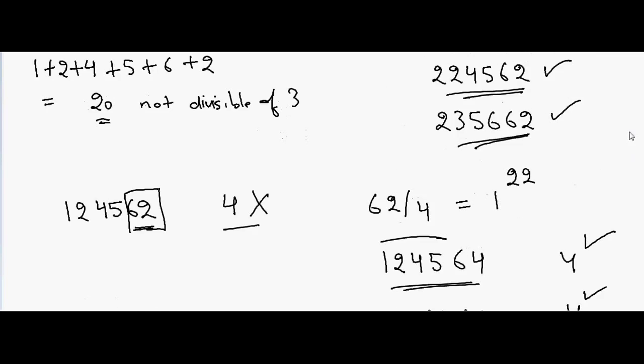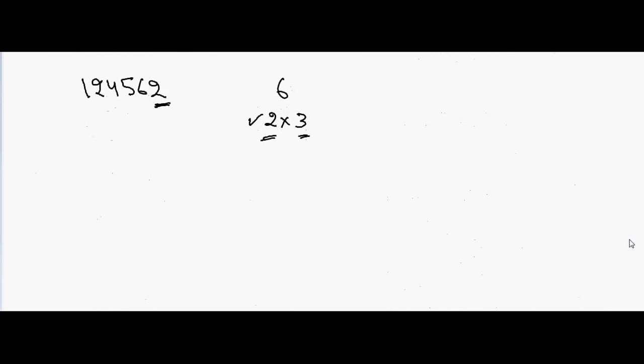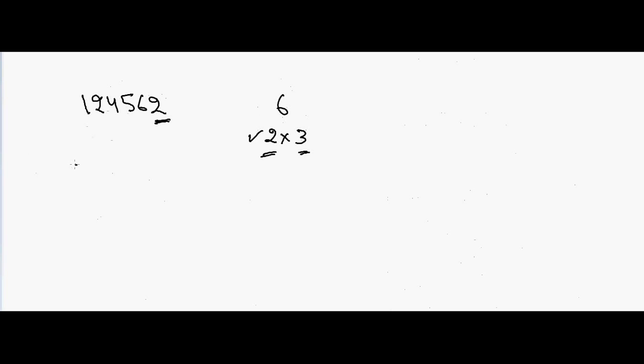back here, the sum was 20. So if I add all these numbers together, the sum was 20. So 1 plus 2 plus 4 plus 5 plus 6 plus 2 was 20, and 20 is not divisible by 3. So this is not divisible by 3, so that's why this number should not be evenly divided by 6. But how can we modify this?